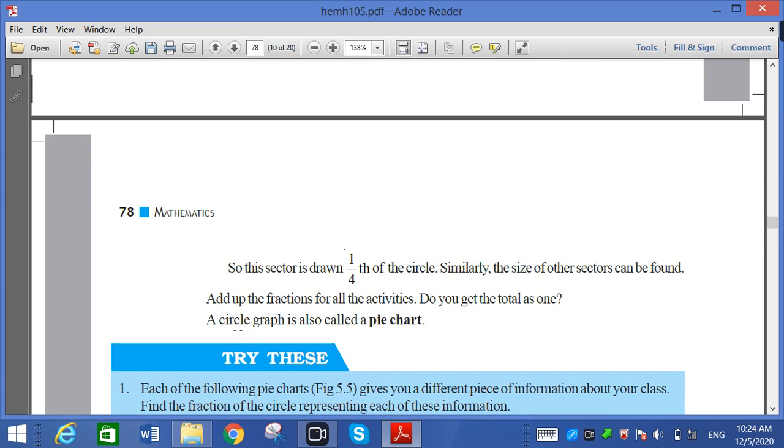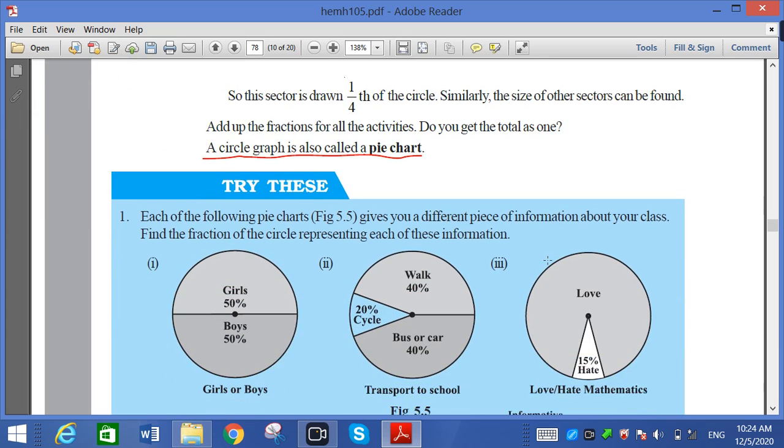A circle graph is also called a pie chart. I think this information is easy. We have understood. Now try this that we have to do.